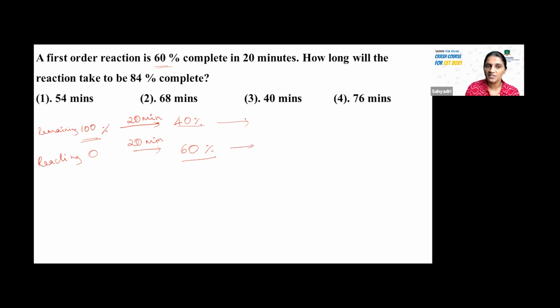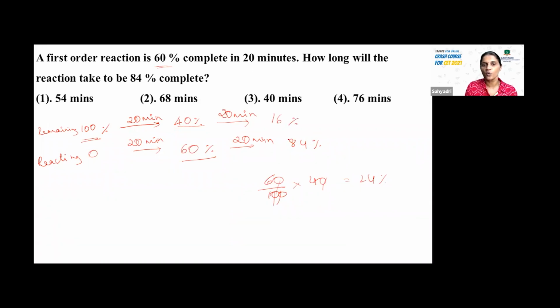Now, next 20 minutes. I'm taking next 20 minutes. This is what I meant. In 20 minutes, the same fraction would react. So next 20 minutes, 60% of 40 will react. Are you getting? What is 60% of 40? 6 fours are 24. So 24% will react in the next 20 minutes. So 60 plus 24 is 84% reacting in another 20 minutes. So how much is remaining? If 84% react, how much is remaining?